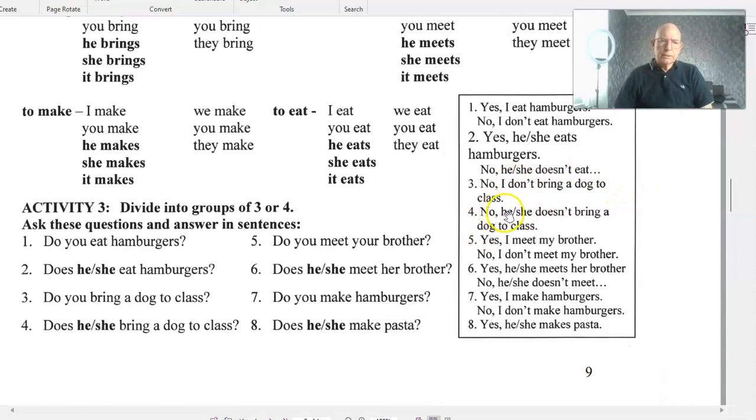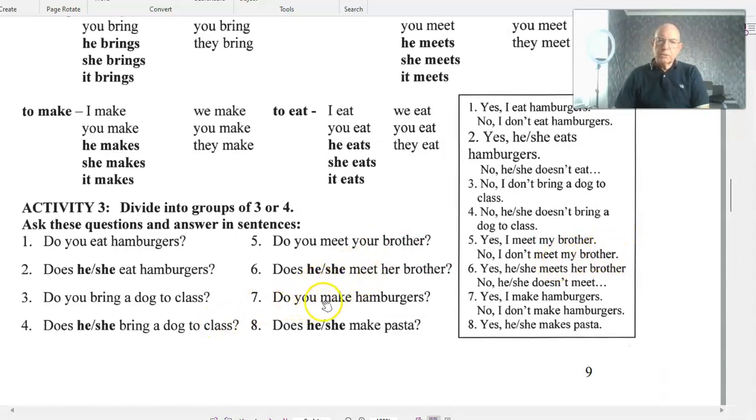Question 4, does he or she bring a dog to class? No, he or she doesn't bring a dog to class. Number 5 is, do you meet your brother? Yes, I meet my brother. Or no, I don't meet my brother.